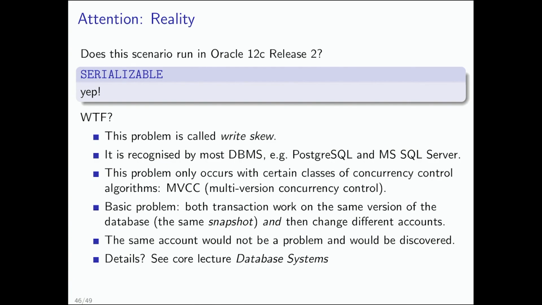This problem is called write skew. The problem was detected relatively late, I don't know, 15 years ago or something like that. Many products fixed it, including Postgres and Microsoft SQL Server. The problem only occurs with certain classes of concurrency control algorithms, MVCC, as mentioned before in the core lecture. The basic problem is that both transactions work on the same version of the database, the same snapshot, and then change different accounts. So that's an example of a product that allows for something like that. If you use Oracle, be careful.